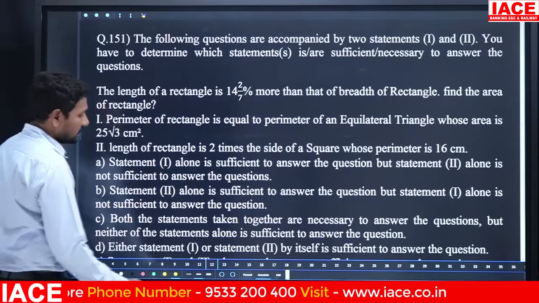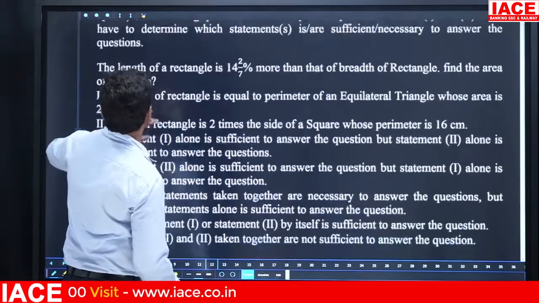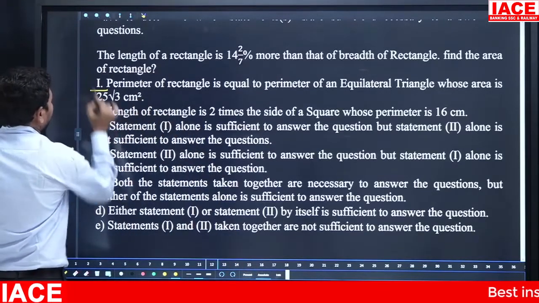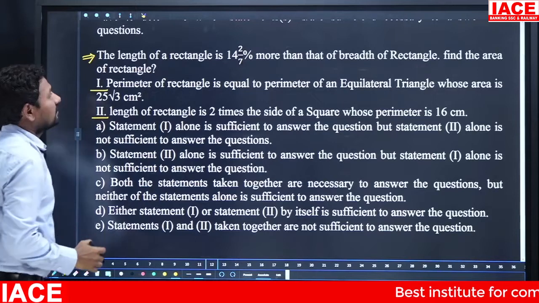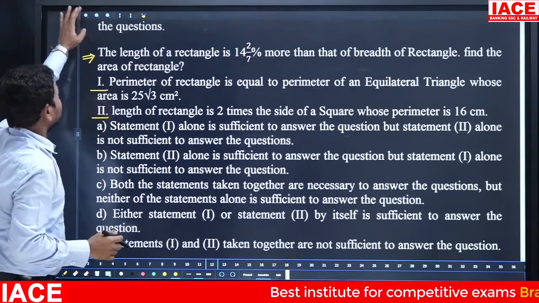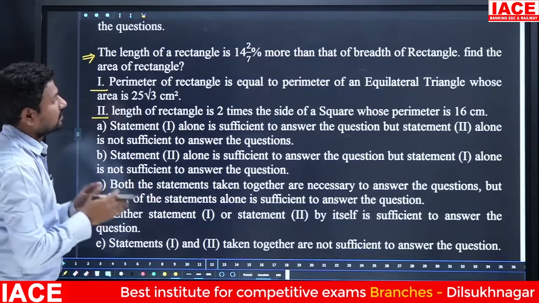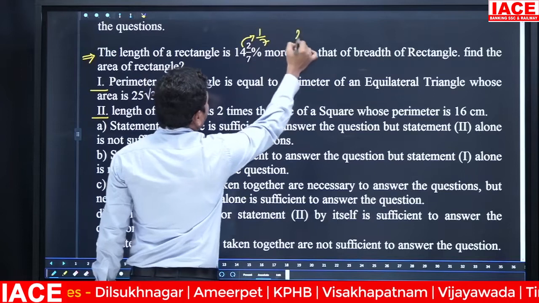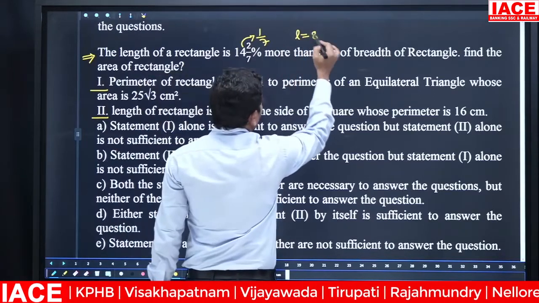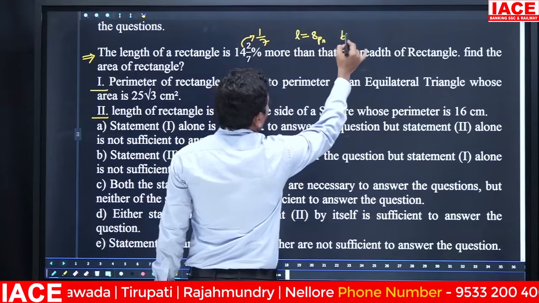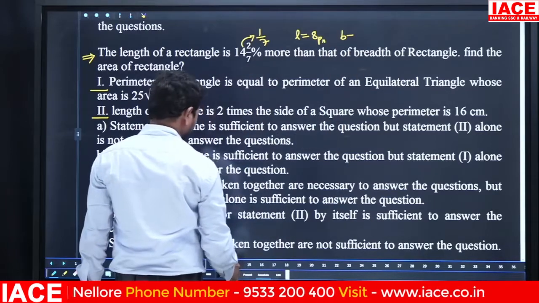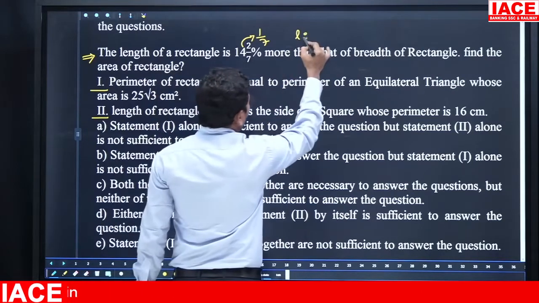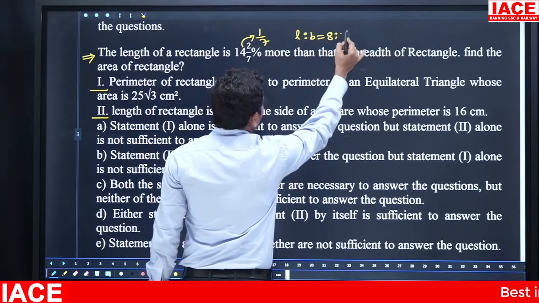Next we have a statement based question. Statement 1 and statement 2. Here the question: the length of a rectangle is 14 2 by 7 percentage more than that of breadth of a rectangle. 14 2 by 7 percentage is equal to 1 by 7. Length is 8 parts and breadth is 7; otherwise you can write a ratio directly. Length and breadth ratio is 8:7.